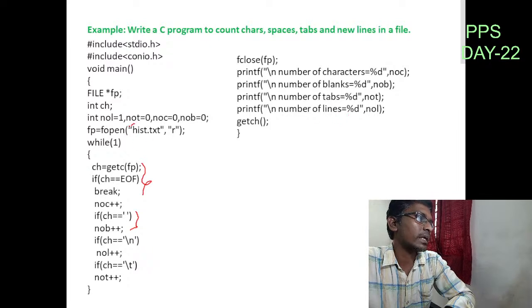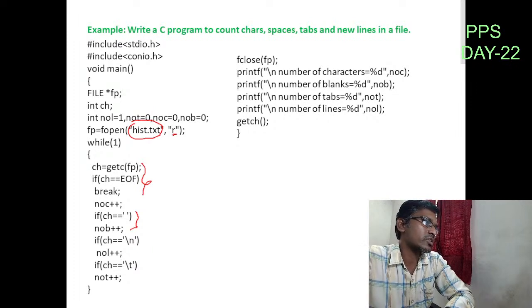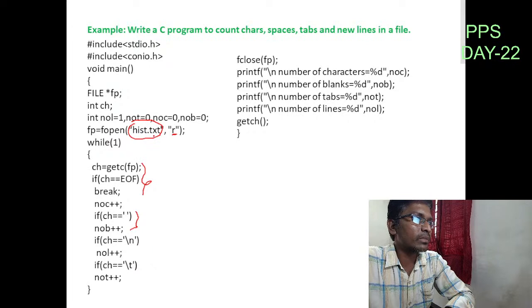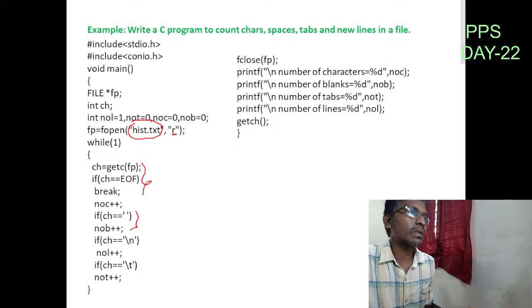Here I'm going to take a file named hist.txt and open it in read mode. That means hist.txt is already there in my computer. I'm not going to create a new file. Since the file already exists, I'm using read mode to read the content. Then I want to display the characters, blanks, tabs, and new lines in the program.